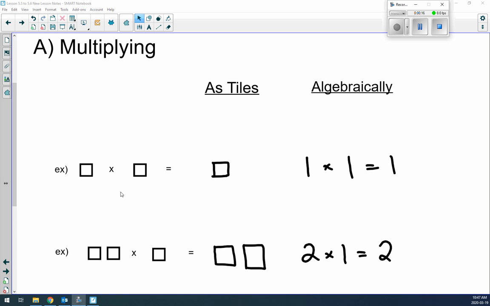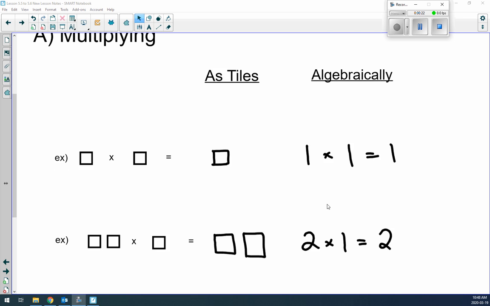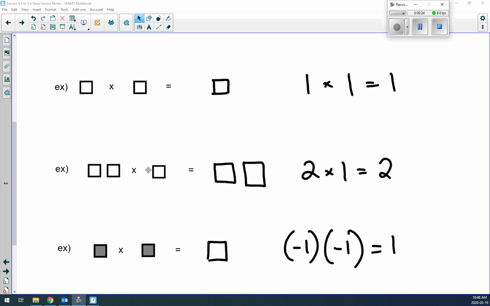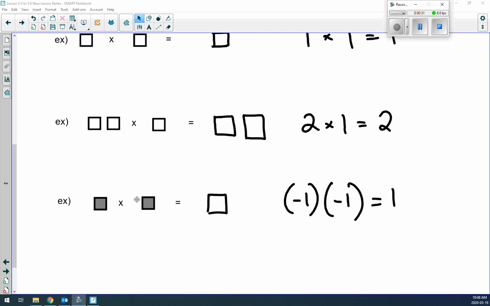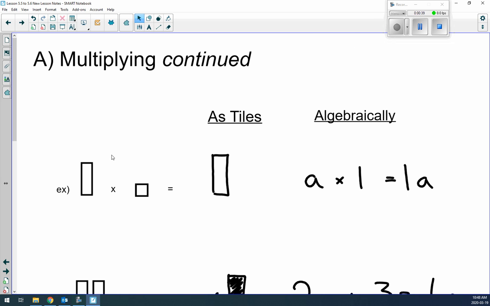So here, what we got here is 1 times 1. Remember, light boxes are positive, dark boxes are negative. So 1 times 1 is 1. Okay, so what if we have 2 times 1? Well, we end up with 2 times 1, which is 2. Here, a negative times a negative, right? So negative 1 times negative 1 is positive 1. And you can see the math over on this side. Okay, next page. So multiply and continue.